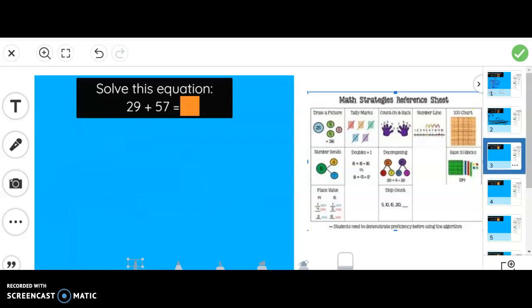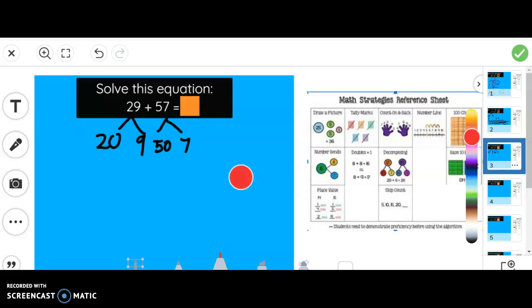You might also choose to solve this by decomposing the numbers 29 and 57 into their tens and ones. Watch as I use this strategy. 29 breaks up into 20 and 9. 57 breaks up into 50 and 7.